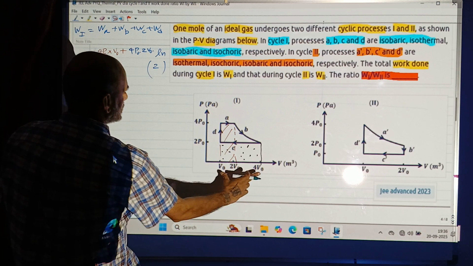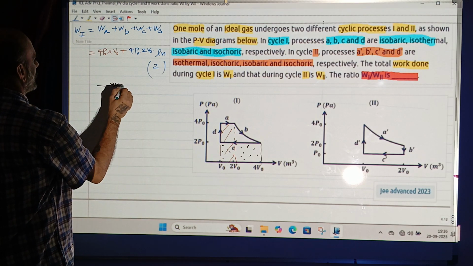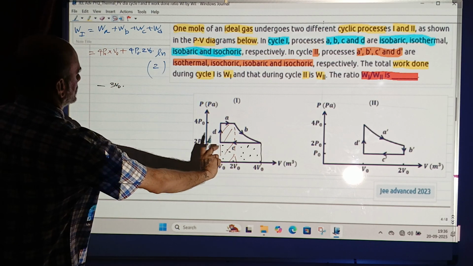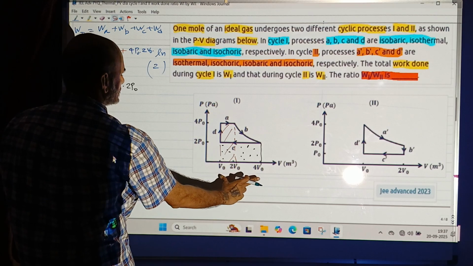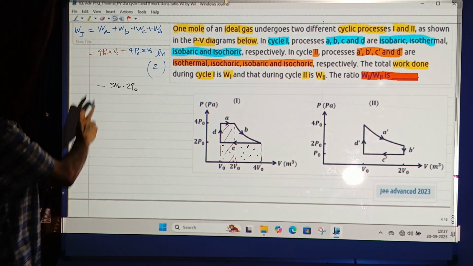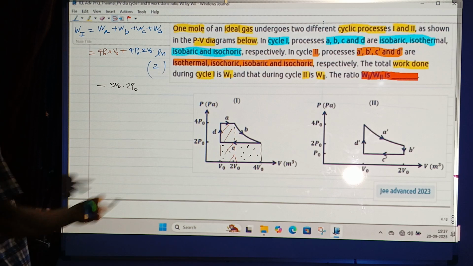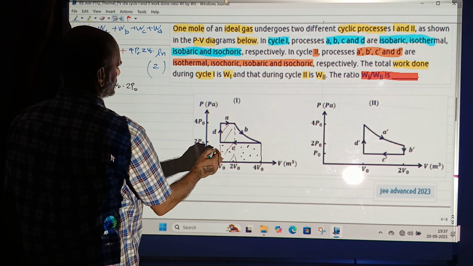This area is negative. This much is 3V naught, and this thing is 2P naught. So this area is 3V naught into 2P naught, with a negative sign because the area is going from right to left. And area under the curve D is 0 because dV is 0. So this area is 0.